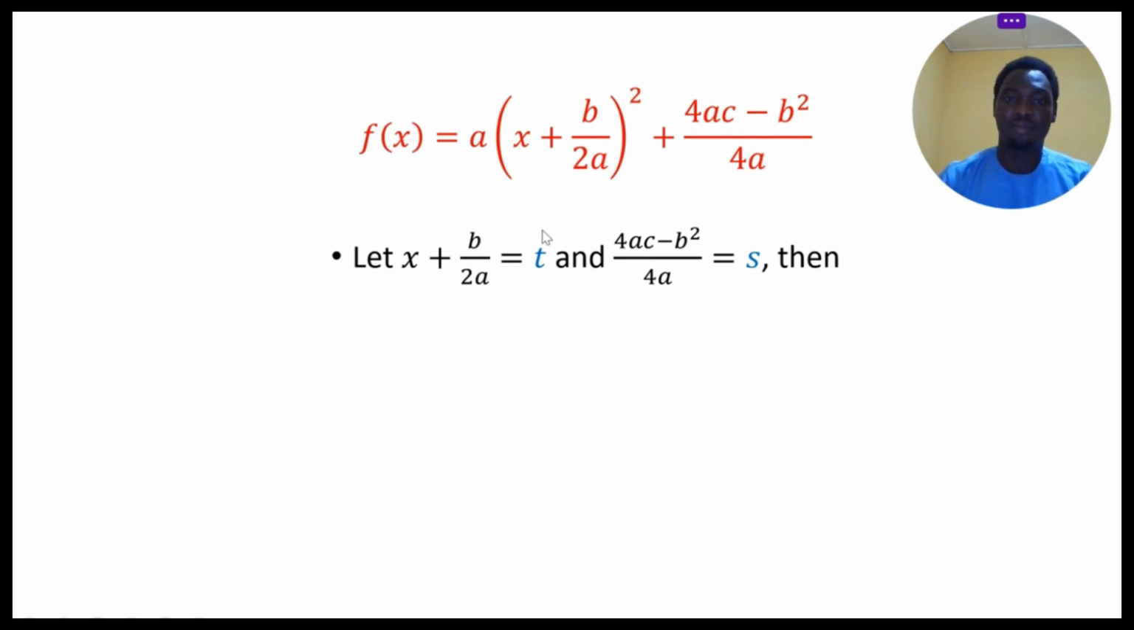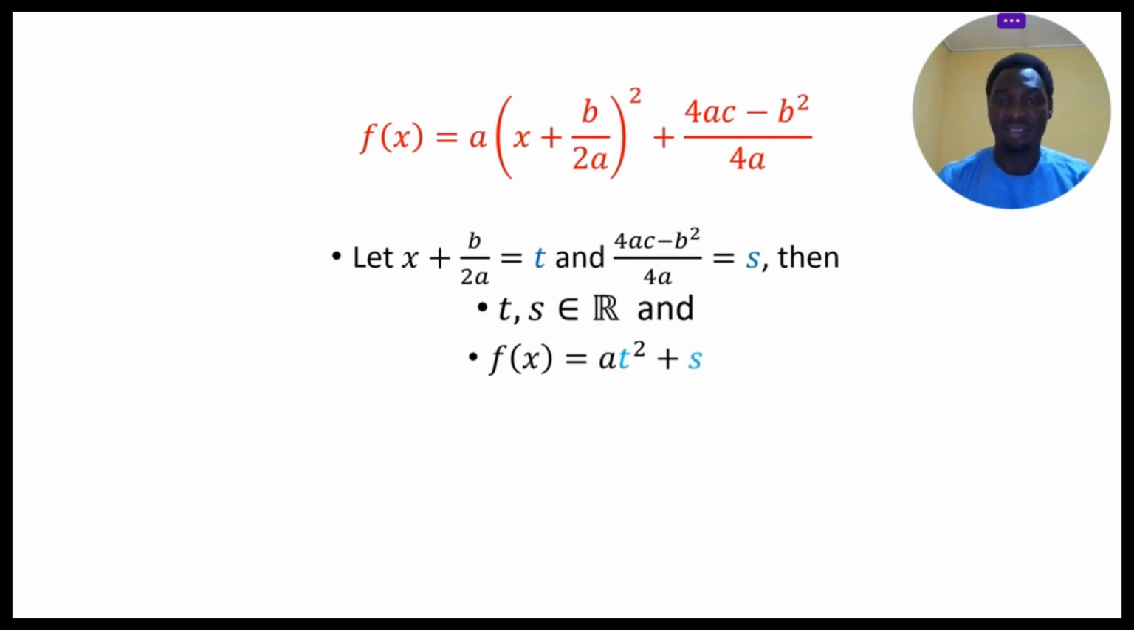For a moment, let's denote the expression x plus b on 2a by a new variable t and denote the constant by s. Then we can write f of x as at squared plus s, noting in passing that by these definitions, t and s are real numbers.